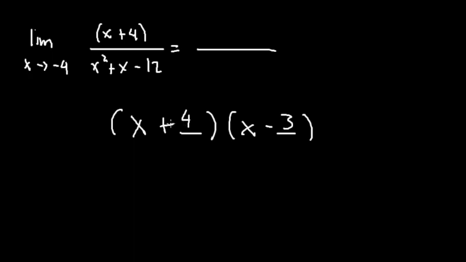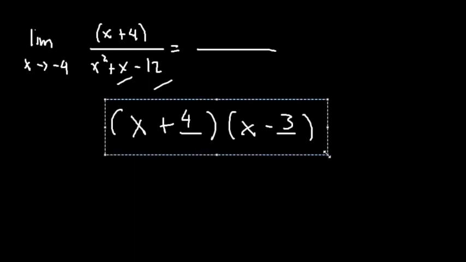Now, let us see if it satisfies the middle term. Pag inadd natin itong dalawa, dapat magre-resulta sa 1. So, 4 plus negative 3 will be 1. So, that satisfies the first condition. Next, ano naman yung pag minultiply natin yung dalawa? 4 times negative 3, so it will be negative 12. So, it satisfies the second condition. So, that's how you factor these kinds of quadratics.